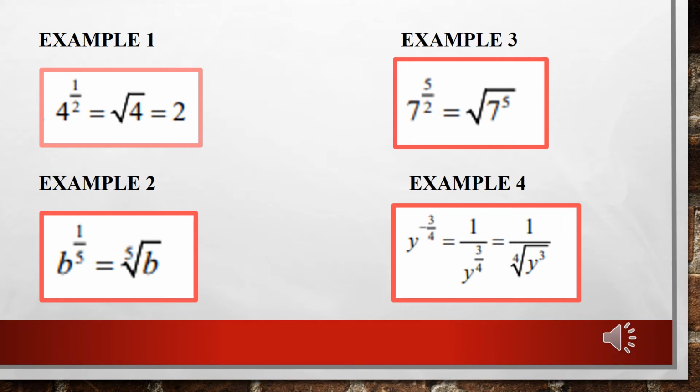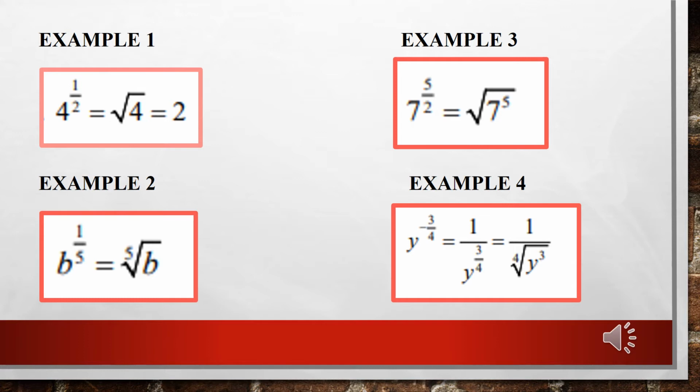In this slide, a few examples of fractional indices are shown. The denominator of a fraction is the root of the number or letter, and the numerator of the fraction is the power to raise the answer to. You can see these in examples 1, 2, and 3, where the power 1 over 2 in example 1, when we write it in square root form, is equal to 2. Whereas in example 2, 1 over 5, the denominator becomes the root, so the fifth root, and we put the value b inside the root of b.